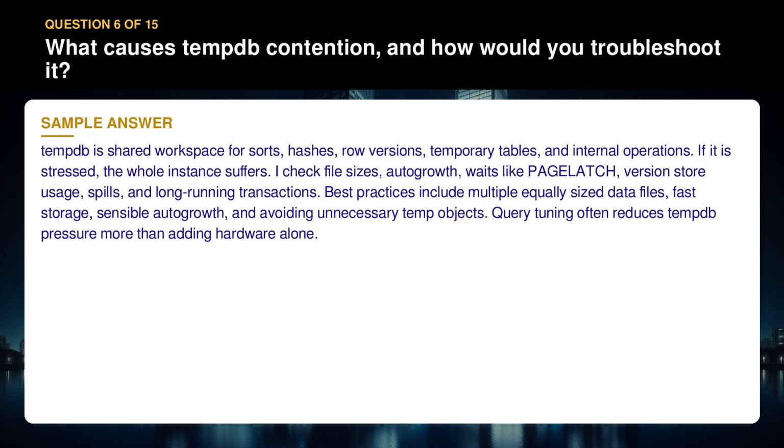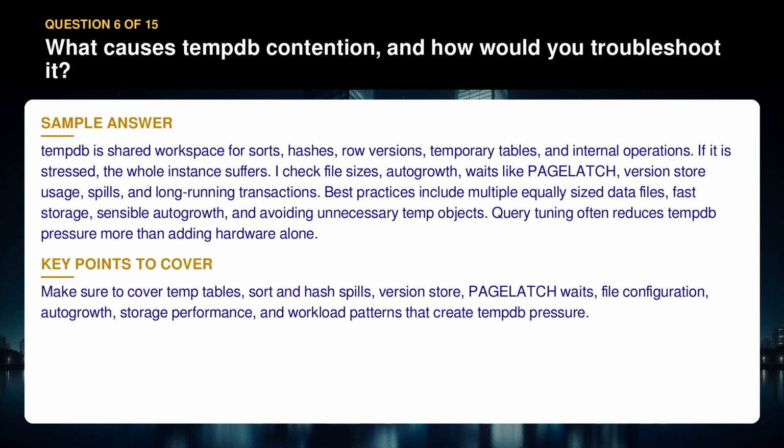transactions. Best practices include multiple equally sized data files, fast storage, sensible autogrowth, and avoiding unnecessary temp objects. Query tuning often reduces tempdb pressure more than adding hardware alone. Make sure to cover temp tables, sort and hash spills, version store, page latch waits, file configuration, autogrowth, storage performance, and workload patterns that create tempdb pressure.